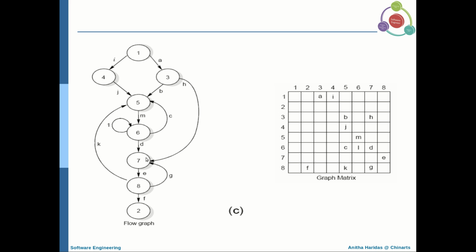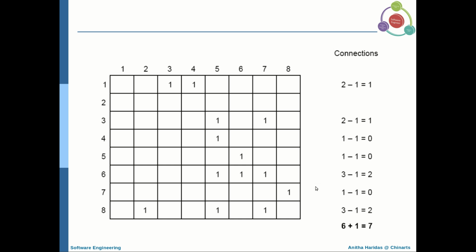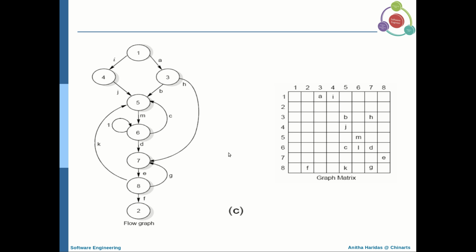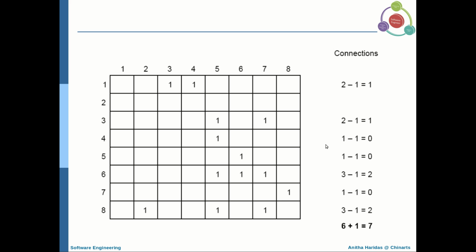This is the flow graph. Now the flow graph is represented as the graph matrix, and this graph matrix is represented as the connection matrix. How do you represent it? I have a connection here and a connection here, so these two entries are assigned the value 1. The same way, you have 2 entries here and 3 entries in row 6. You can observe in the connection matrix that these entries all have the value 1.